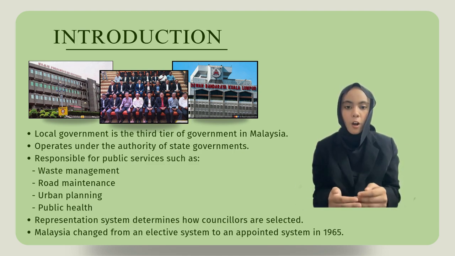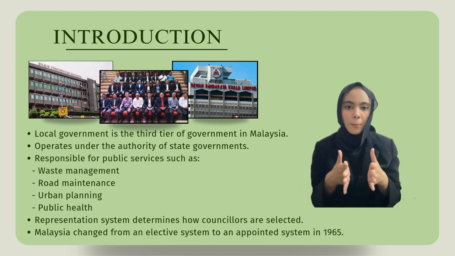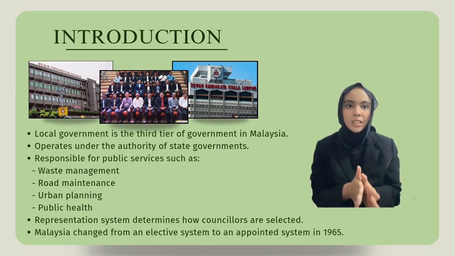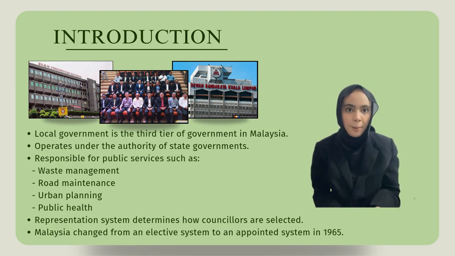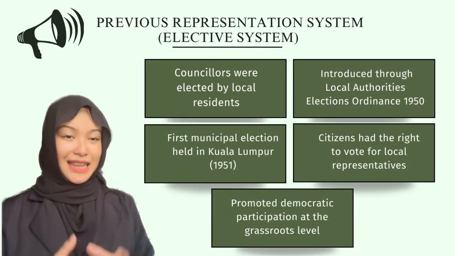An important aspect of local government is the representation system, which determines how councillors are selected to represent and serve the local community. Over the years, Malaysia has experienced a significant change in the system. In 1965, the country moved from the elective system, in which councillors were chosen through local elections, to an appointed system where councillors are appointed by the state government. In this presentation, we will examine both systems, compare their strengths and weaknesses, and discuss possible improvements to enhance local government in Malaysia. Previous representation system: elective system.